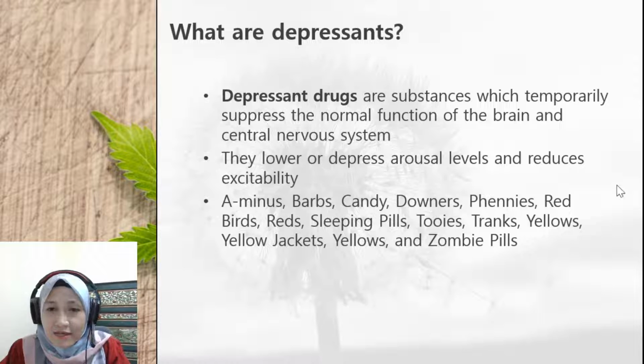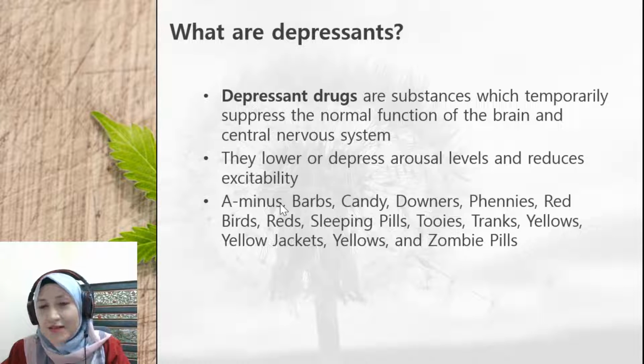Okay, so these are the names of depressant drugs, and of course all the drug abusers or drug addicts do not call the drugs by the actual name. They have nicknames for all the substances that they use. For example, they can call them downers, red birds, red sleeping pills, tuies, zombie pills, yellow things like this.